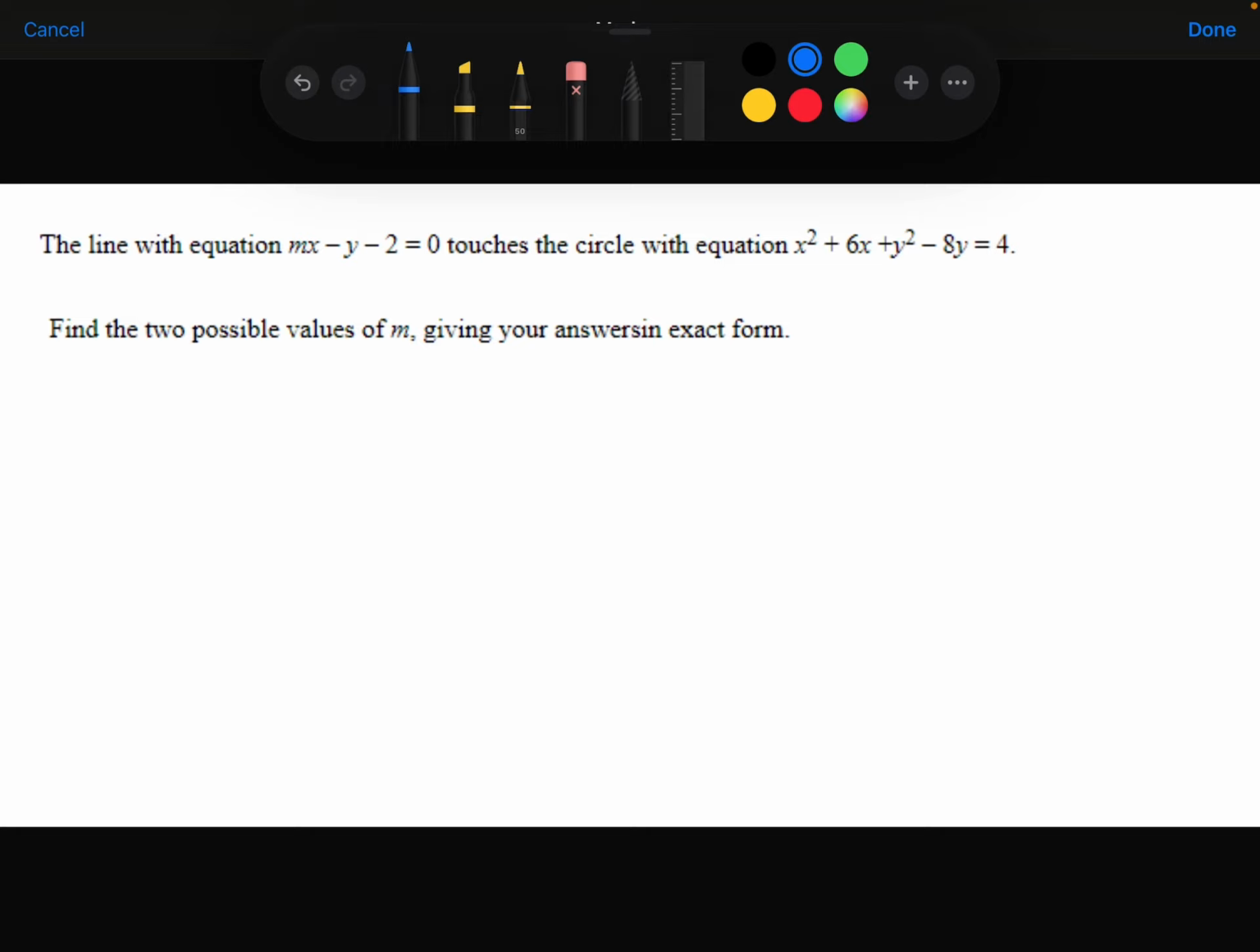The fact it says the straight line touches the circle makes me think about intersecting the circle in one place. So simultaneous equations where there's going to be one solution, so we're going to consider the discriminant. In order to do simultaneous equations, I'm first going to rearrange to make y the subject by adding y to both sides. So I can now substitute mx minus 2 instead of the y here and here.